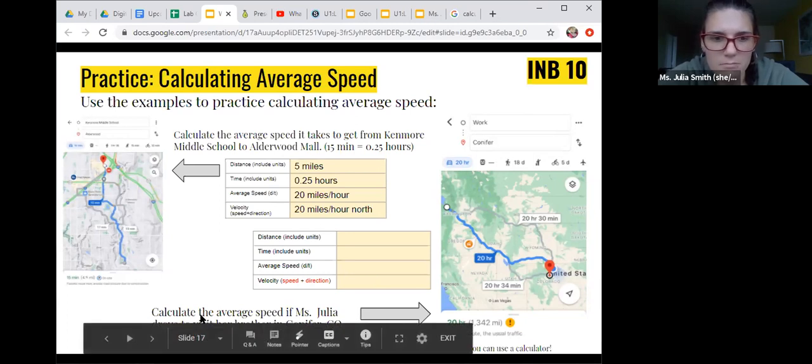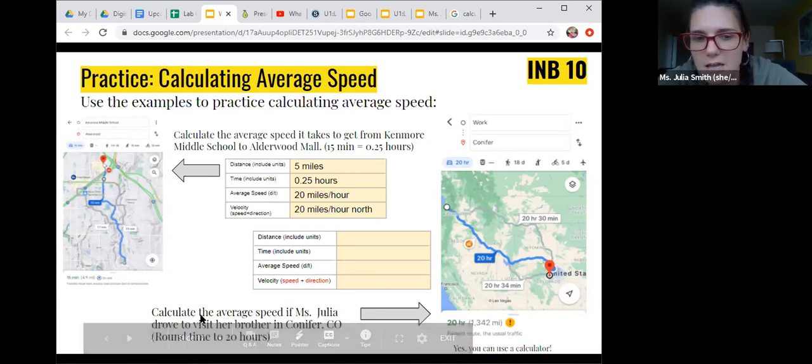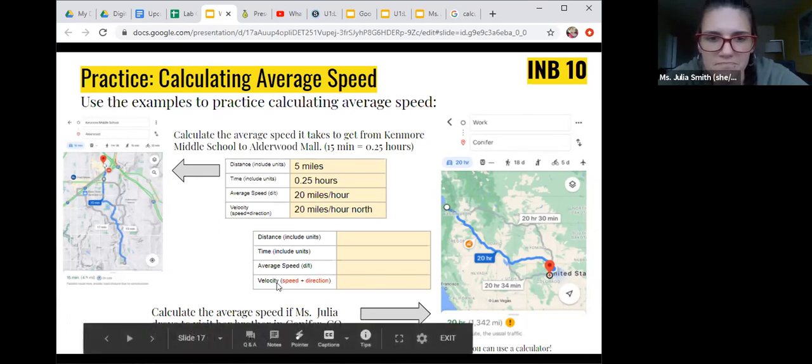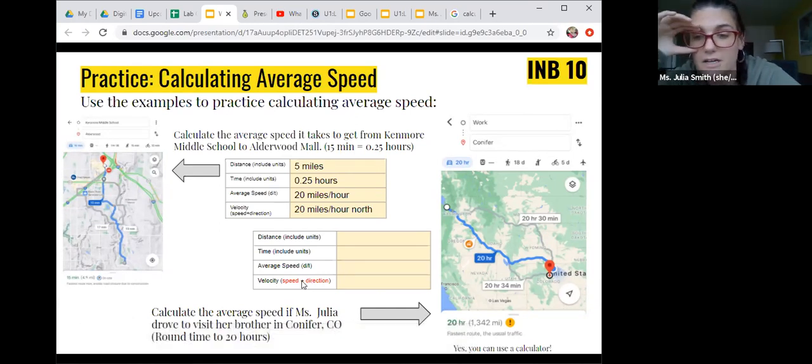On this next problem, we're going to be calculating the average speed if I am driving to visit my brother in Conifer, Colorado. We're going to round our time to 20 hours. And do notice there was a typo. On yours, it says velocity, in parentheses, direction plus direction. This should be speed plus direction. So go ahead and make that adjustment there.